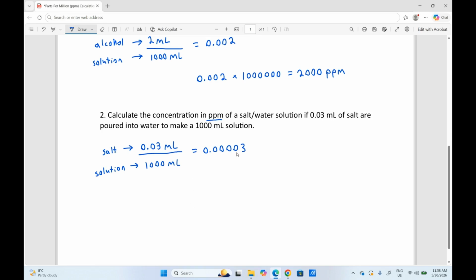Now, if I want to represent this using parts per million, because we don't want to see all these zeros after the decimal place, I'm going to take my 0.00003 and multiply it by 1 million, because this is parts per million. And upon doing so, I'm going to get an answer of 30, and the units will be parts per million.